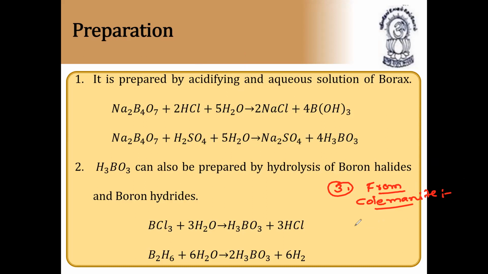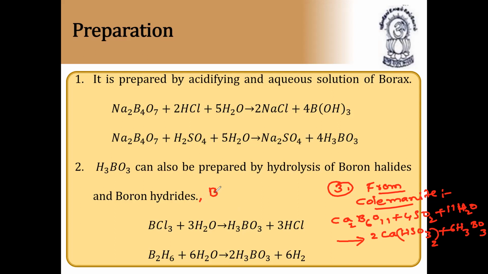What is the formula of colemanite? It is calcium borate, Ca2B6O11. This is called colemanite mineral. This on reaction with 4 molecules of sulfur dioxide along with 11 molecules of water combines to form 2 moles of calcium bisulfite, Ca(HSO3)2, plus 6 moles of H3BO3.